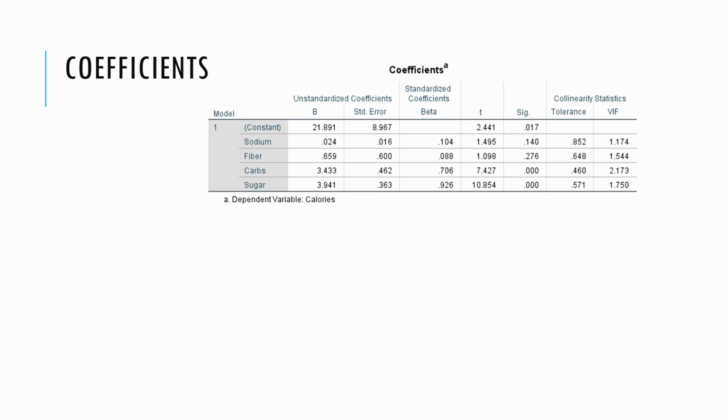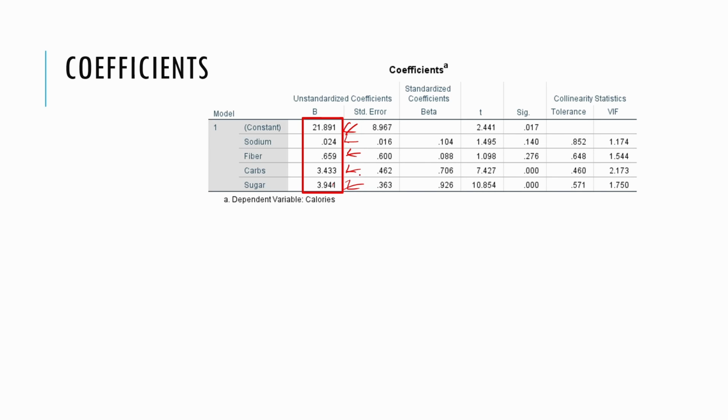And then what is the third part? Third part is the coefficients part. So first of all, you have to note the coefficients. So these are the coefficients. First one is 21.891, that is your constant or your intercept. This is the intercept value, and these are the slope coefficients.